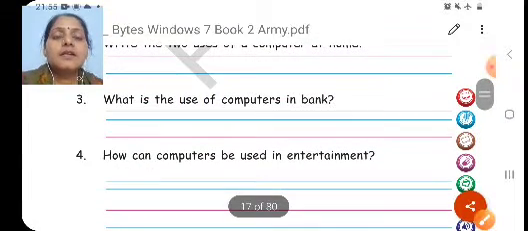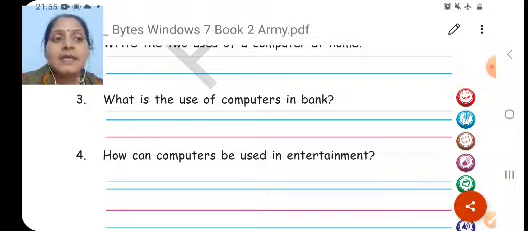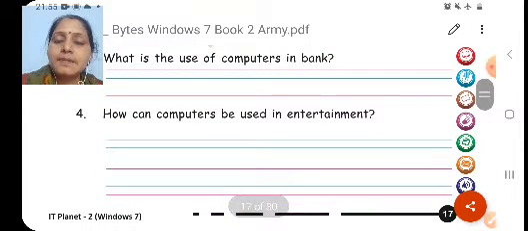Then children, third one, what is the use of computer in bank? As we know children, in banks we can withdraw money using the computer, or ATM जिसे हम कहते हैं, and as well as we use the computers to keep the record of account of the customers. So we use the computers for withdrawing money as well as for keeping the record of customers. So children, these 2 are the purposes of computers in banks.